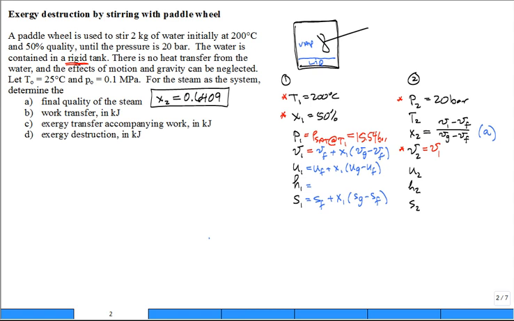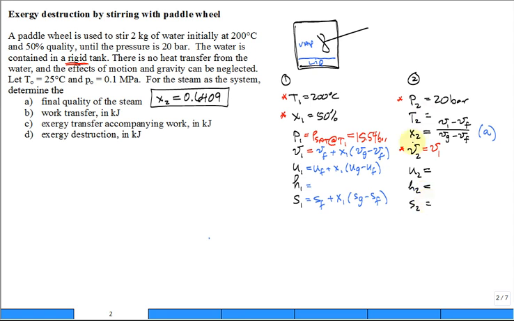What happens if my math showed me it was 1.2, 120% quality? What would you do? It would be completely vapor. Abandon that approach. Do not use quality in the superheated region. And now you just have to march off to the superheated tables and find the state knowing V2 and P2, but you don't need to get X2. There's no quality in a superheated region. True? All right.